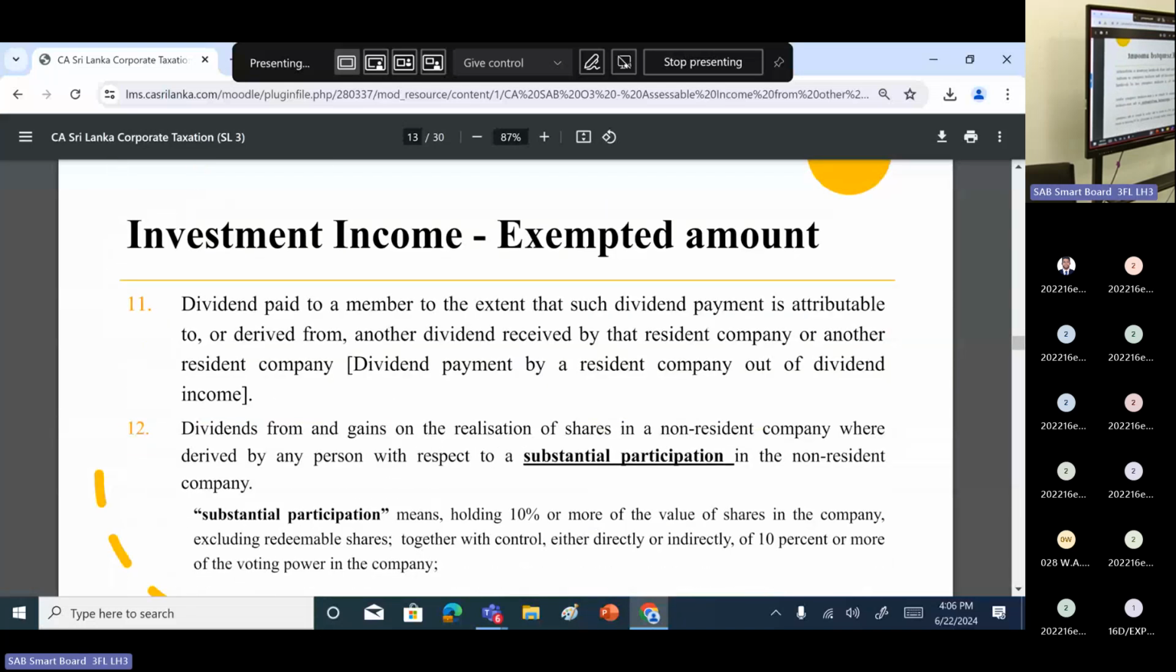Dividend paid to a member, to the extent that such dividend payment is attributed to or derived from another dividend received by that resident company or another resident company. Dividend payment by a resident company out of dividend income. That is it. Right? Dividend paid by a resident company from the receipt of dividend. That particular dividend, the redistribution of dividend, is exempt in the hands of the recipient. Right? Remember, this is important. Redistribution of dividend. Right?